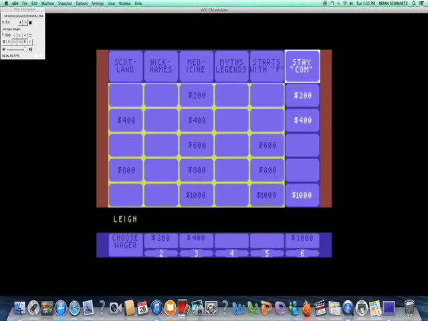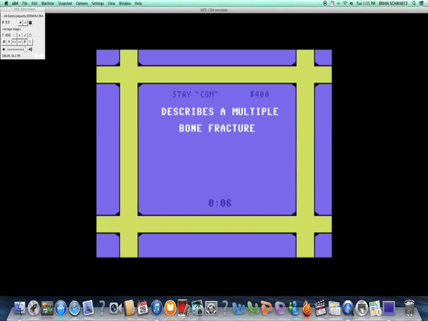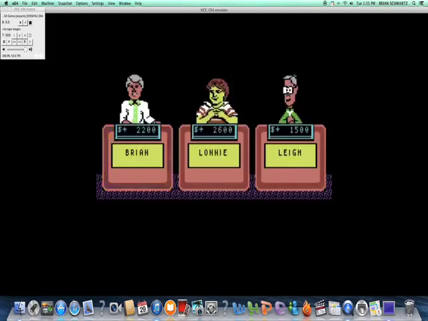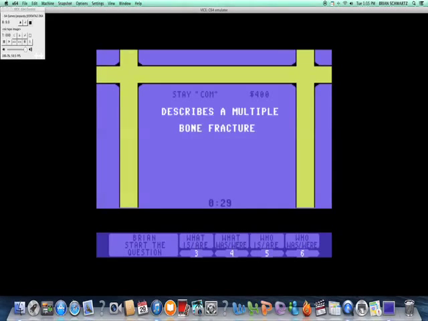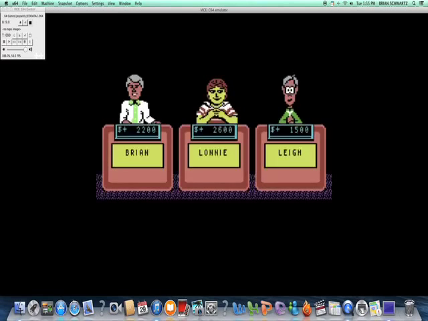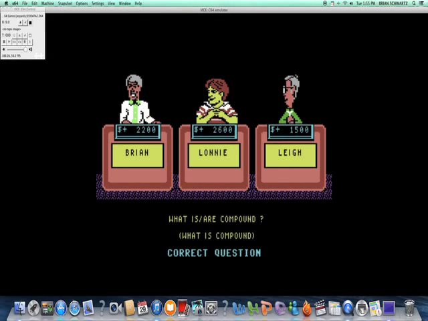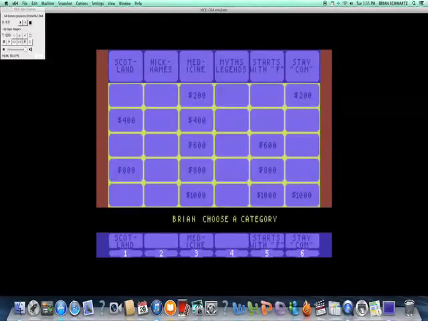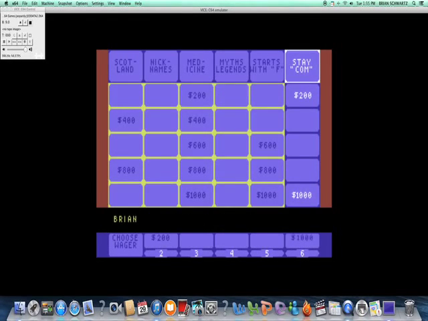Stay calm for 400. Describes a multiple bone fracture. I never had one, and I hope I never have one. But what is a compound fracture? Back up to, actually I'm in a tie now, 2,600 apiece. Let's stay calm for 1,000.